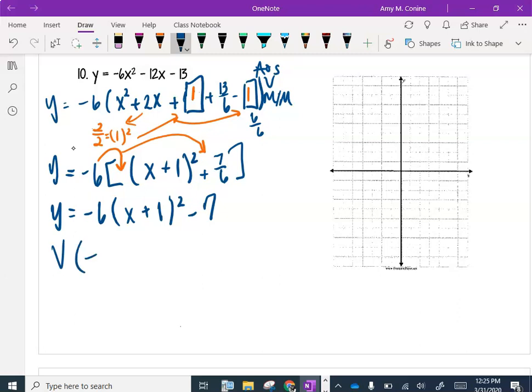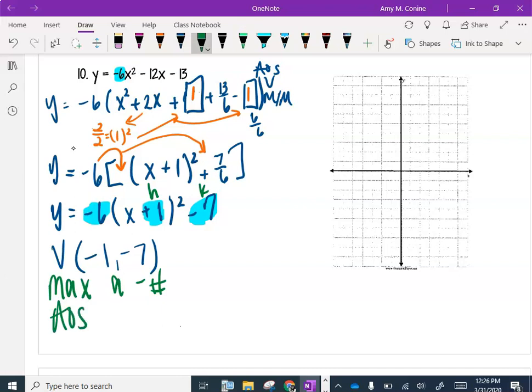Our vertex is negative 1, negative 7. So if you look where h and k are, h is a plus 1, which is the opposite of what we want. It's a negative, so it's negative 1, negative 7. I know this has a max because a is a negative number. It's a negative 6, and that's what we started with. And then I also know that my AOS goes through negative 1. So if I wanted to, I could plug in that information to my graph.